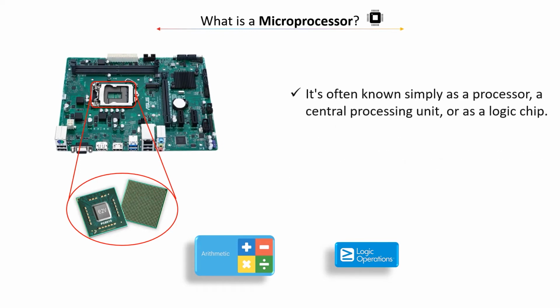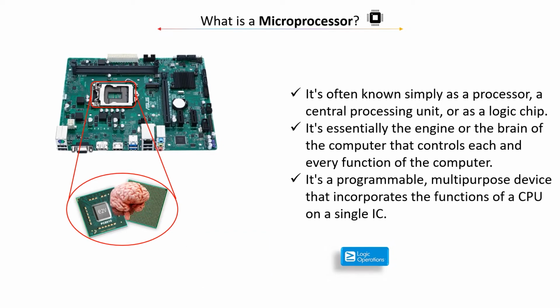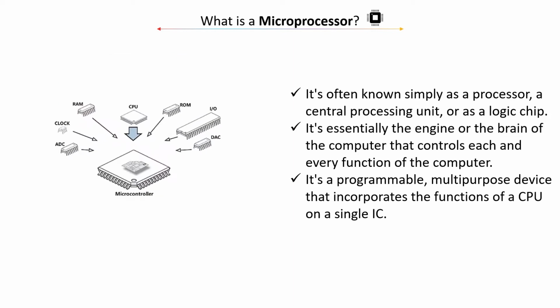It is often known simply as a processor, a central processing unit, or as a logic chip. It's essentially the engine or the brain of the computer that controls each and every function of the computer. It is a programmable, multi-purpose device that incorporates the functions of a CPU on a single IC.